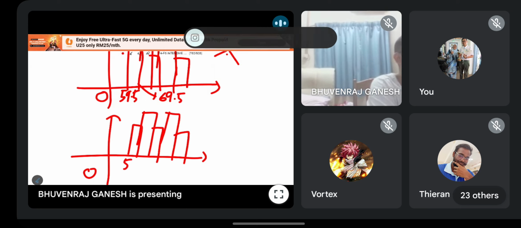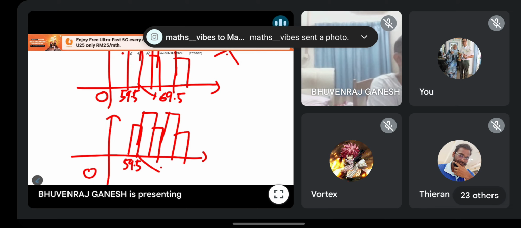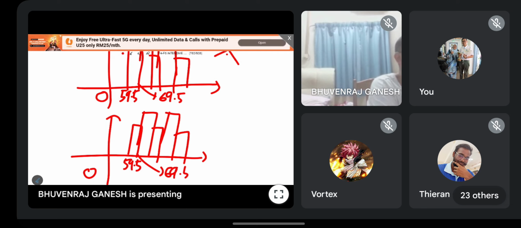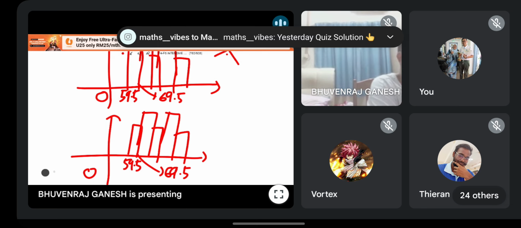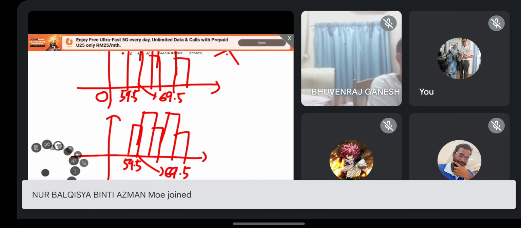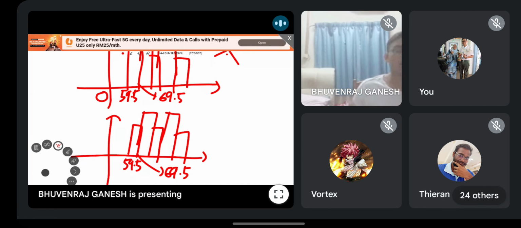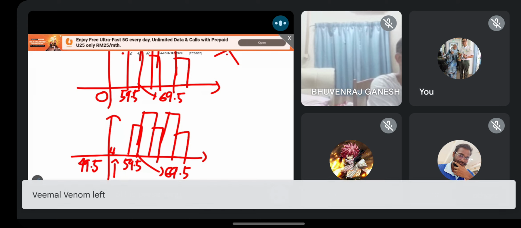Okay, so yang ni 59.5. Yang ni 69.5. So guys, yang ni, wait, zero I put wrong. Okay, so now I want to ask you, kalau nak bagi skala tu seragam, where should I put the 49.5, guys? Perlu saya letak 49.5 kat sini ataupun 49.5 kat sini? Yang mana betul?